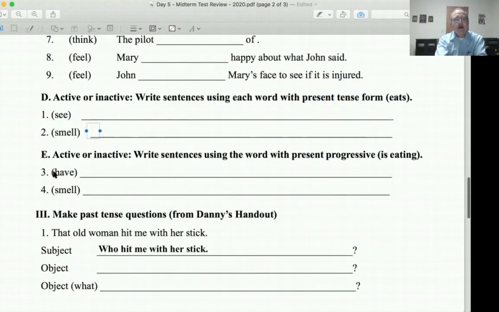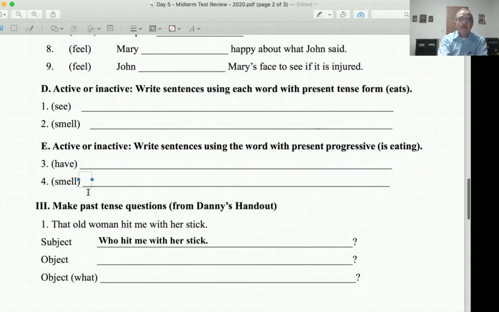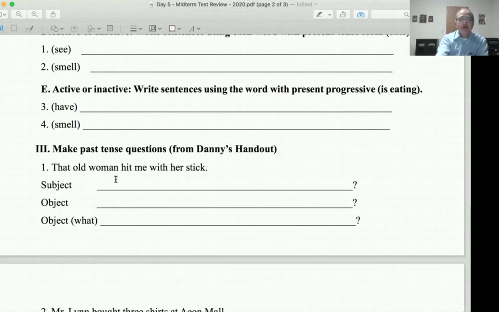Now, again, have. But this have, you're going to use with ing. So you need to write a sentence using have with ing. I showed you some of those special words that you can use with have and ing. And you need to look at that paper that I gave you. Smell. What kind of sentence can you write with smell with ing? Is smelling. Okay, now let me erase that.